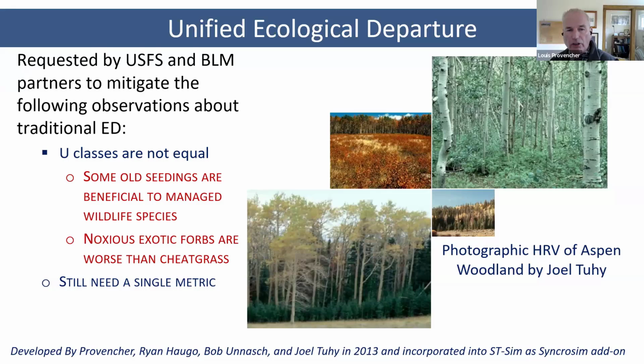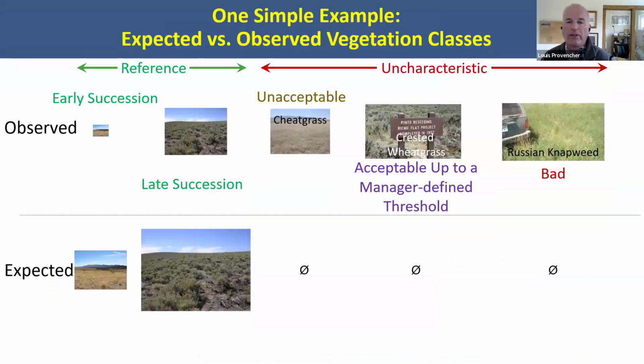And they said some noxious exotic forms are way worse than cheatgrass, and we want to make them worse than just uncharacteristic. And we still want a single metric. So basically, oh, and by the way, here you have a photographic interpretation of an aspen woodland historic range of variation, where the size of the photo is proportional to what the class should be in the reference condition. An example of this is a simplified model, where the first is what you observed on the landscape and the expected historic range of variation on this boneheaded simplified model is there.